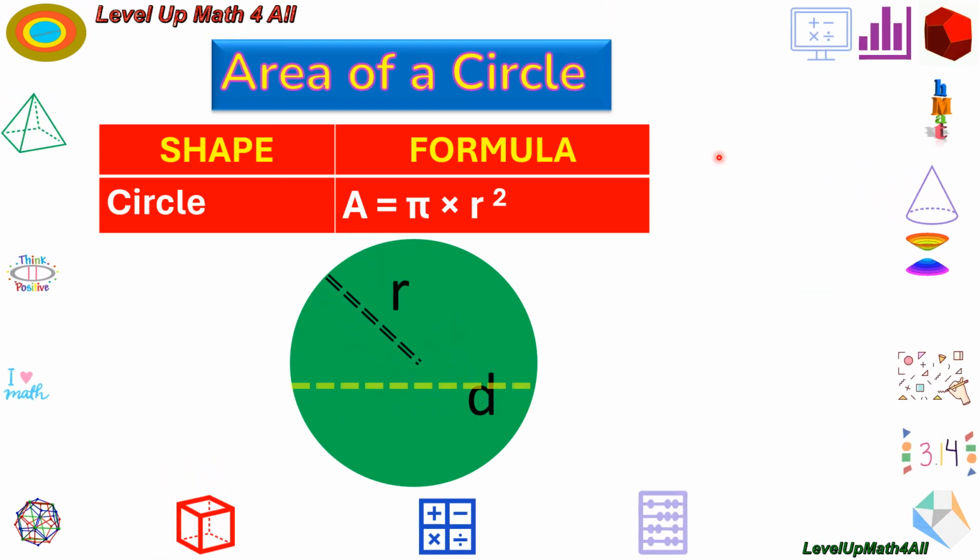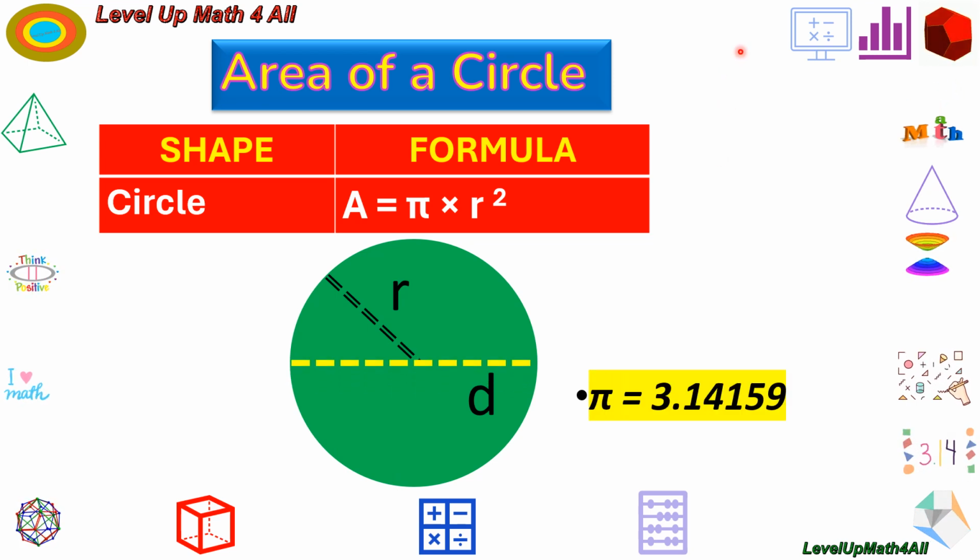Let's learn the area of a circle formula and then try to solve a small problem to find the area of a circle. A circle is a closed shape in Euclidean geometry. We'll learn about circles in more detail later, but the formula for the area of a circle is A equals pi r squared.